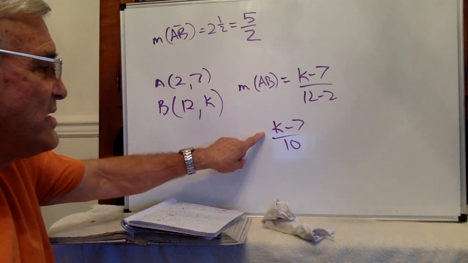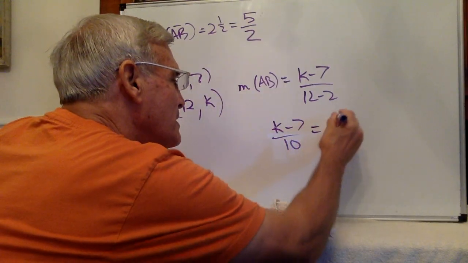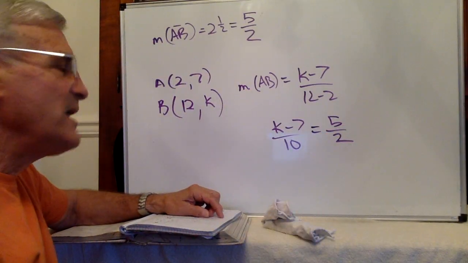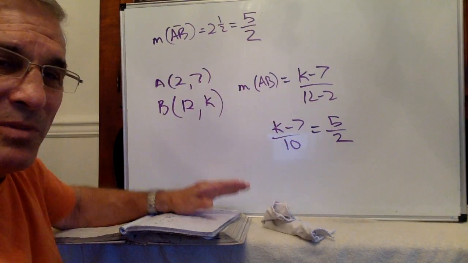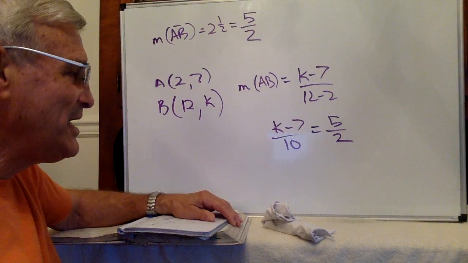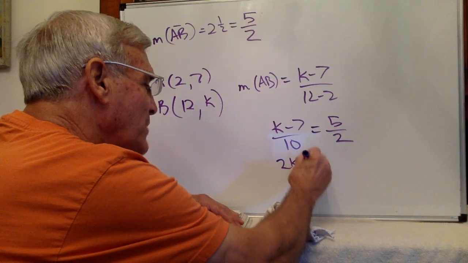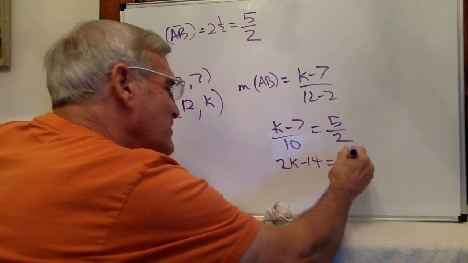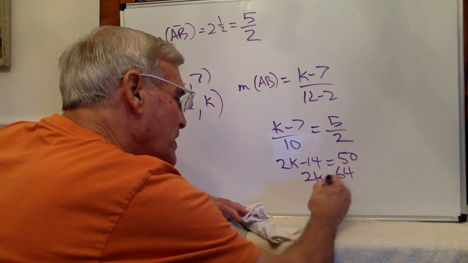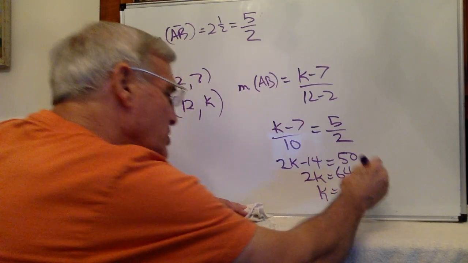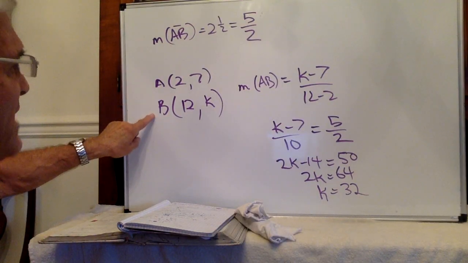And what do I want K minus 7 over 10 to be? 5 halves. They told you the slope was 5 halves. So you want that to equal 5 halves. And now, hopefully you remember how to work this. When you have a fraction equaling a fraction, you cross multiply. Product of the means and product of the extremes have to be the same. So you get 2 times the quantity K minus 7, 2K minus 14, is equal to 10 times 5, which is 50. So 2K is equal to 64. K would equal 32. K has to equal 32 in order for the slope of AB to be 5 halves.